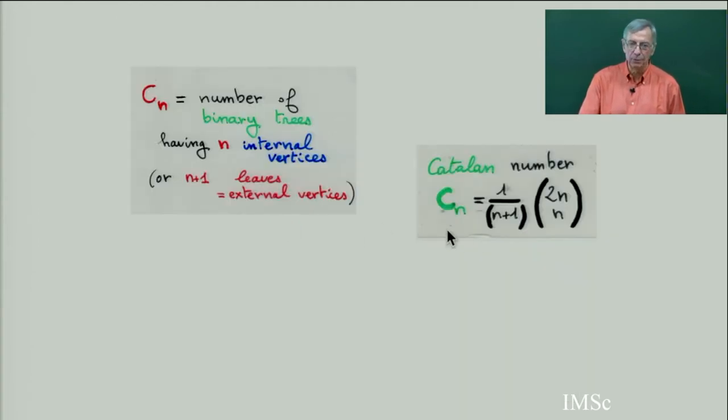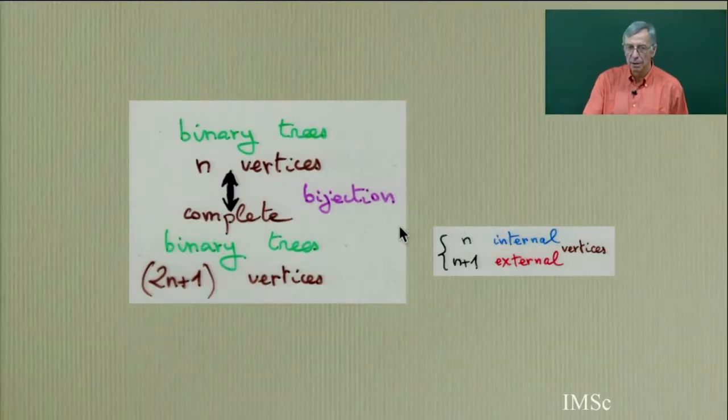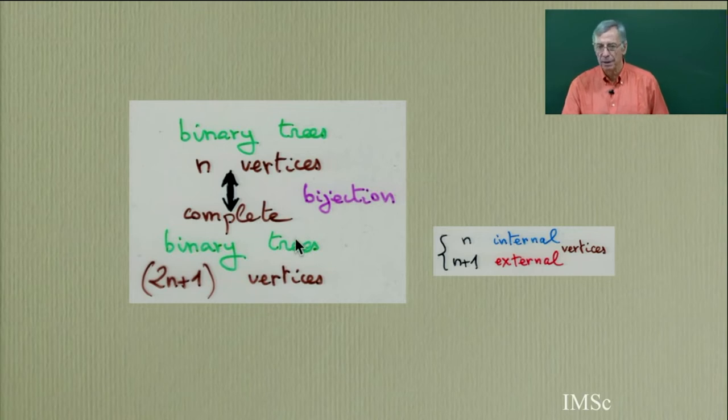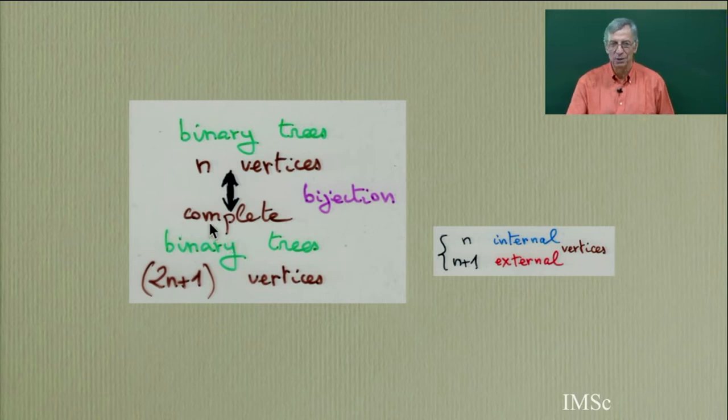The number of such binary trees is very well known to be the Catalan number. Also, sometimes people define binary trees with internal and external vertices. In fact, it's two kinds of binary trees, called complete binary trees. Maybe not everybody calls this a complete binary tree, but in this series of lectures, I call this a complete binary tree. So: binary trees with n vertices, and complete binary trees with 2n plus 1 vertices.